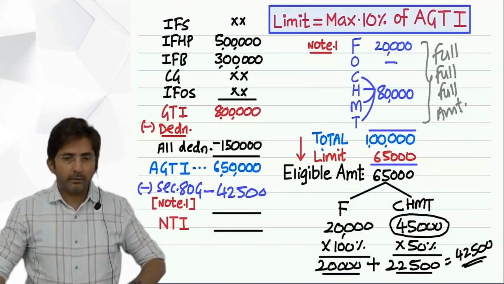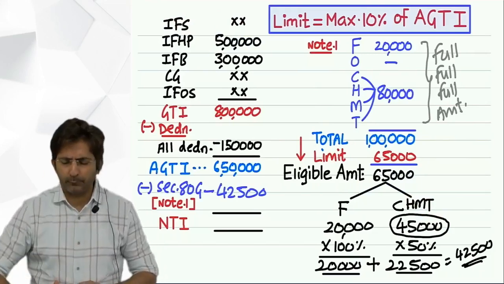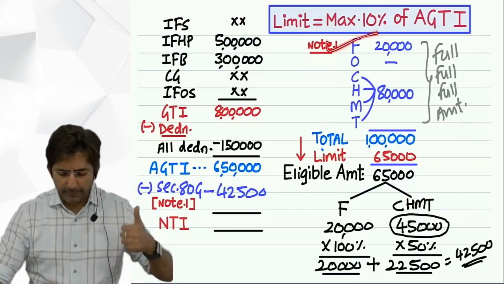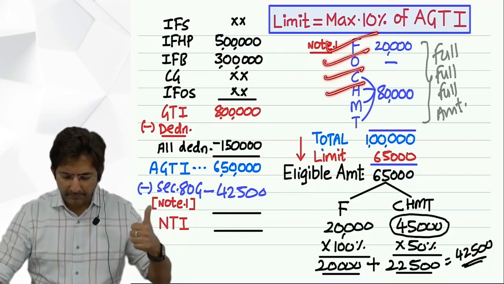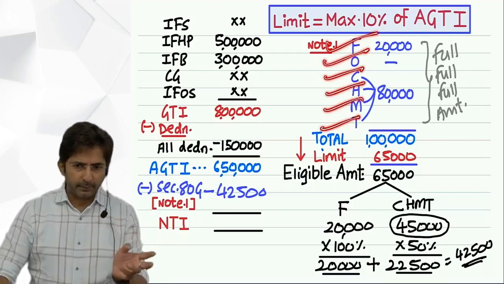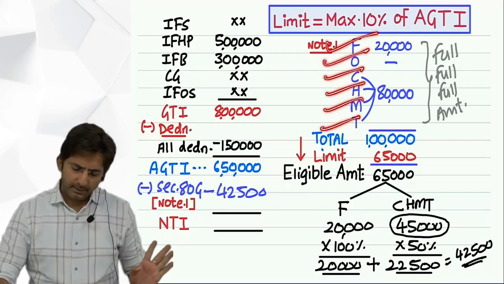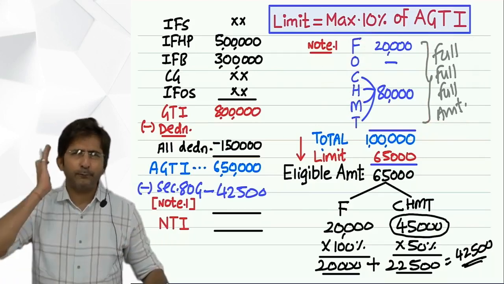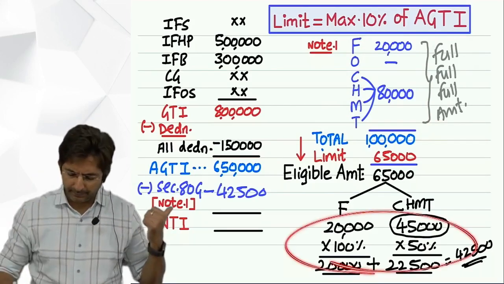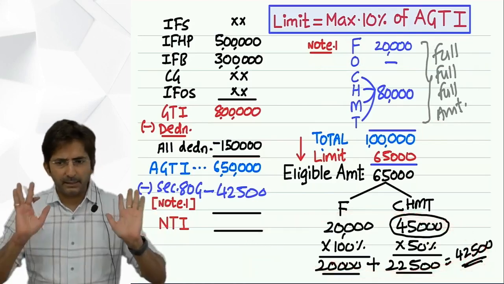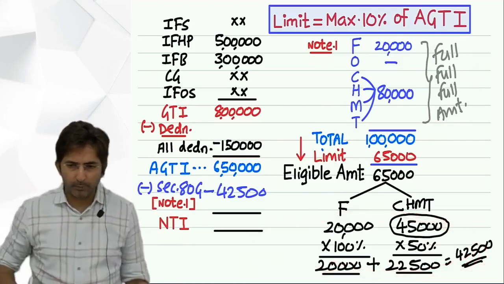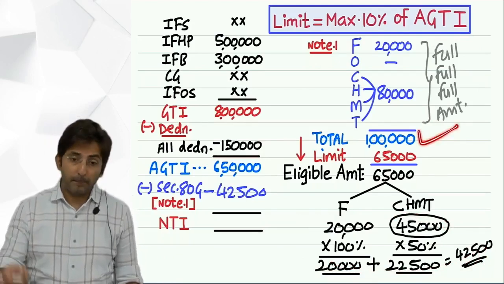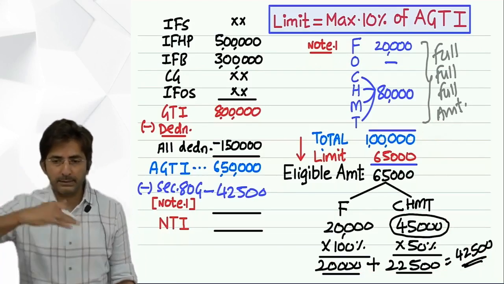So tell me, make a system, tell me how will you proceed. First what will you do? Add all items of FOCHMT. And will you take 100%, 50% or as it is? Consider the full amount. We will take care of that 50% rule at the end, but at the beginning, take as it is. Then what will you do? Total up. See, the total was 1 lakh. Compare with the limit, and then take whichever is lower.